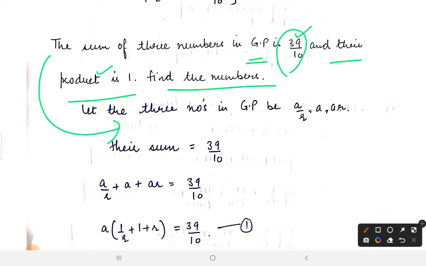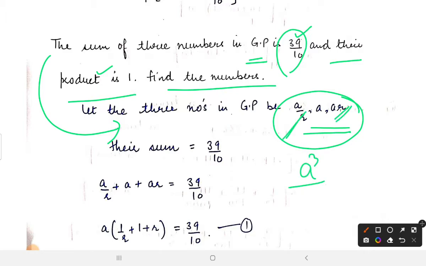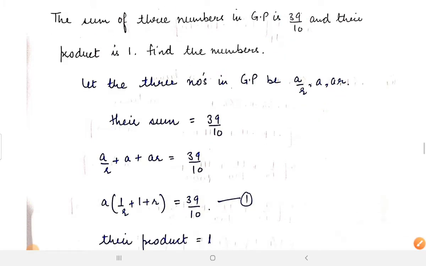Students, whenever we have to take numbers in geometric progression whose product is given to us, we will prefer to take our GP as a upon r, a, ar, because it is easy to multiply this. When we multiply the three terms, we finally get a cube by cancelling r with r. So whenever the product of three numbers is given and we have to take the three numbers of a GP, we will prefer to take the GP as a upon r, a and ar. Clear? So these are the three numbers which are in GP.